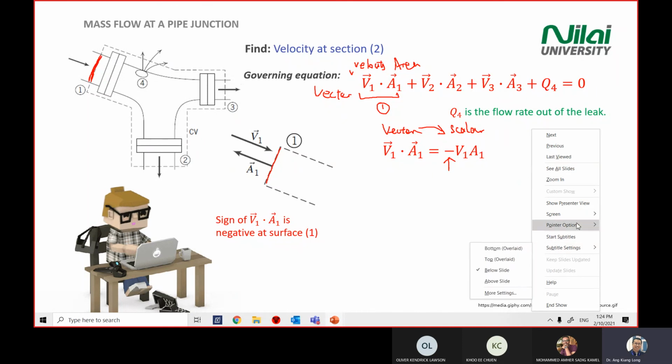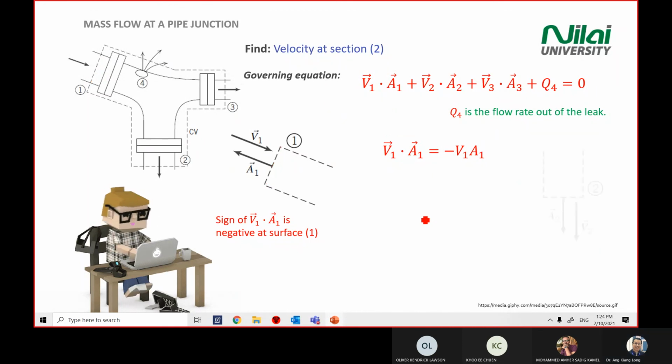All right, I'll move on. If you look at point number 2, point number 2 is here. Again, you are taking vector 2 dot vector A2. This is surface number 2, which is here. So again, in your free body diagram, you draw the opening and then you label number 2.